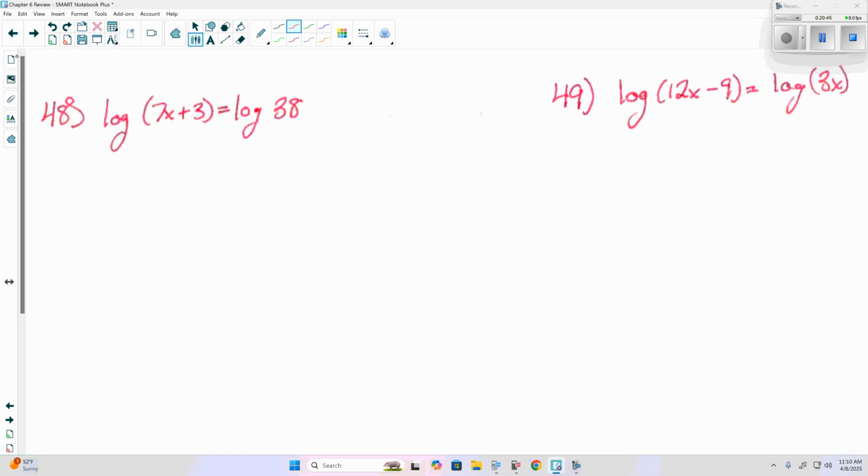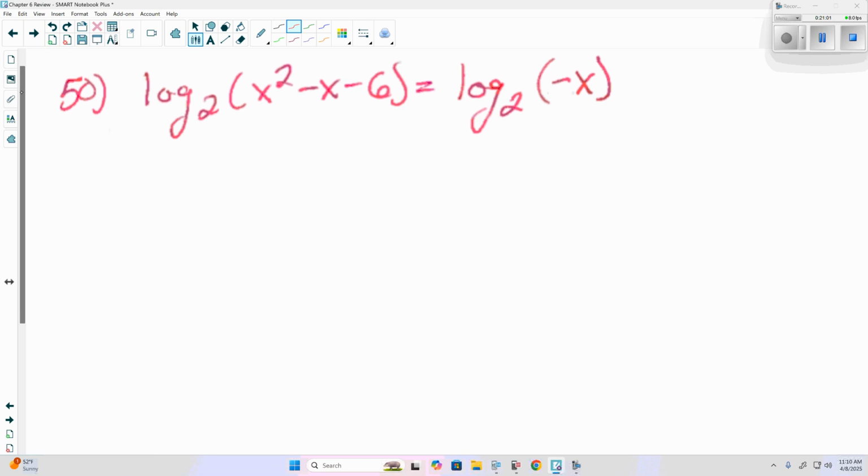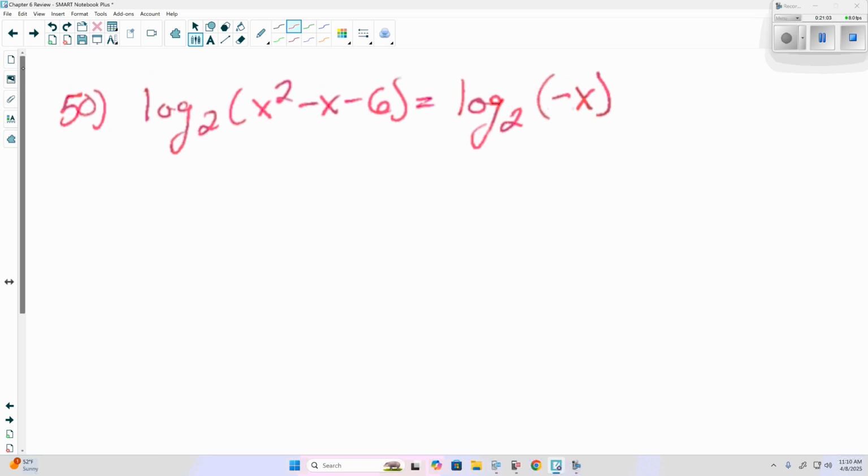48 or 49, which one do y'all want to look at? They're the exact same thing. We feel good with those because, again, it's just setting them equal to each other and solving. Same with 50, even though it's log base 2.